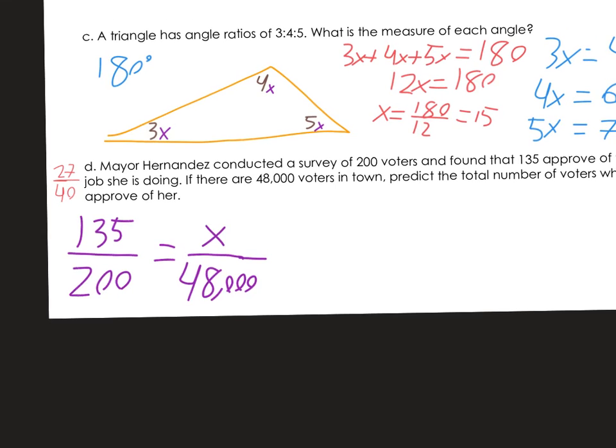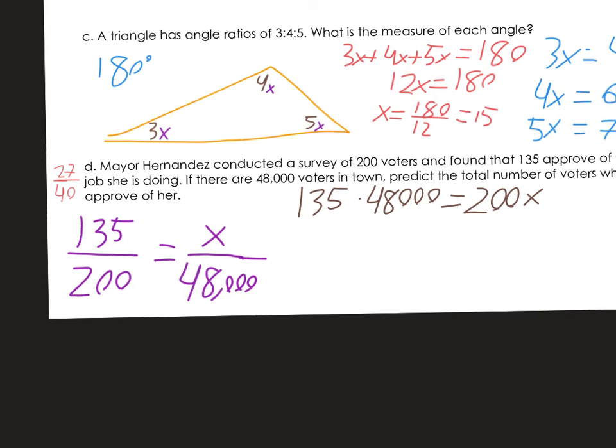So, 135 over 200 is equal to x over 48,000. Our numbers are going to get a little big, so it's okay to bust out a simple four-function calculator for this. We're going to set up our cross product and say that 135 times 48,000 is equal to 200x.